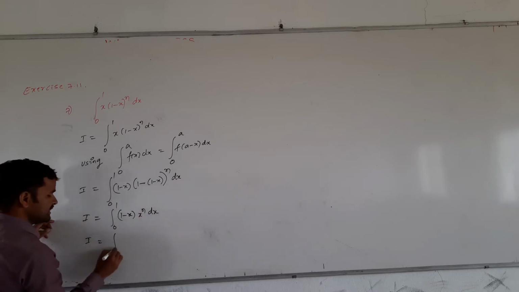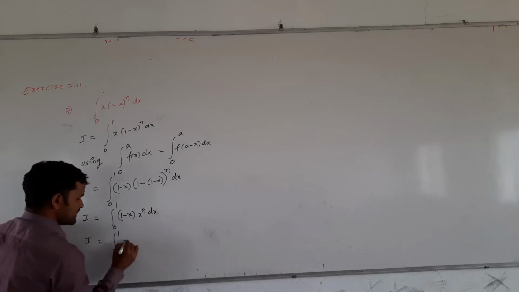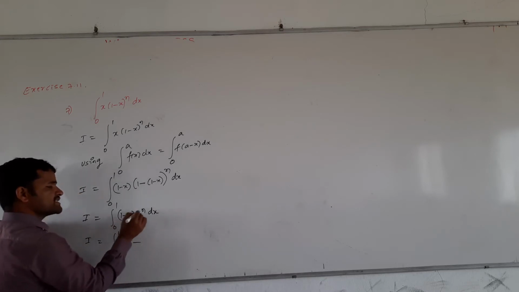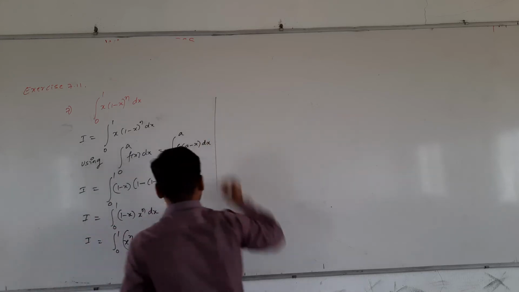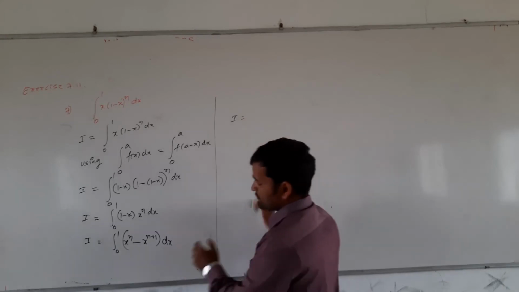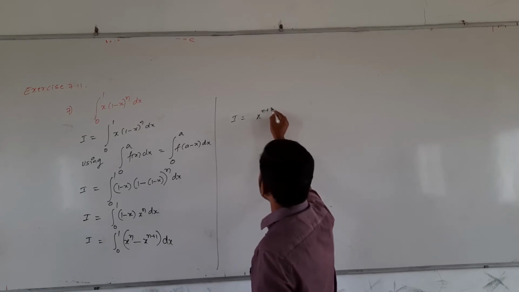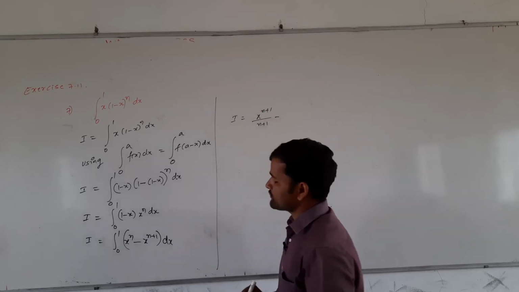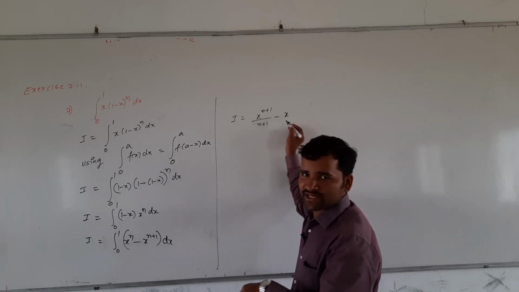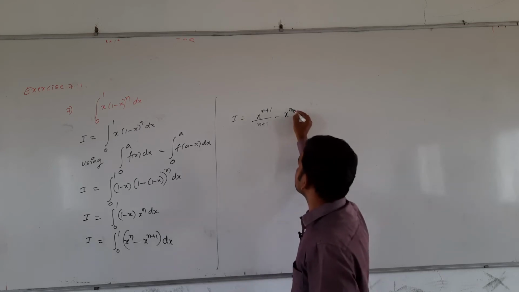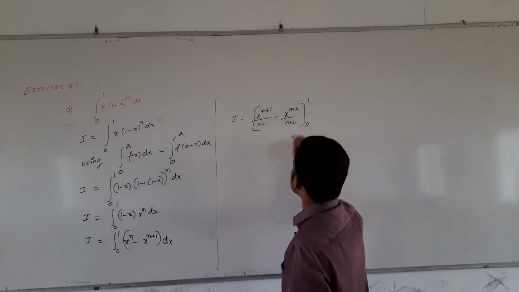I is equal to integrating from 0 to 1. This x raised to n will get multiplied with these two terms. This is x raised to n minus x into x raised to n, which is x raised to n plus 1, into dx. Now we can integrate it very easily. Integration of x raised to n is x raised to n plus 1 by n plus 1, minus of x raised to n plus 1, whose integration is x raised to n plus 1 divided by n plus 1 plus 1, that means x raised to n plus 2 by n plus 2. This is integrating from 0 to 1.